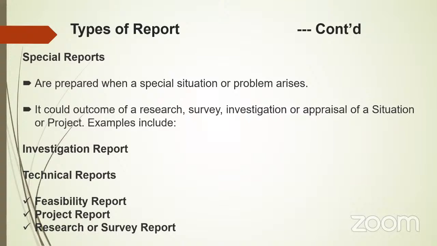Now, a special report could be an outcome of research work that is done, or a survey or an investigation that is carried out. Examples of special reports include reports of investigations carried out. For instance, if you investigate an accident or investigate an incident, you do a special report. You call it an investigation report, and that, of course, is a special report.